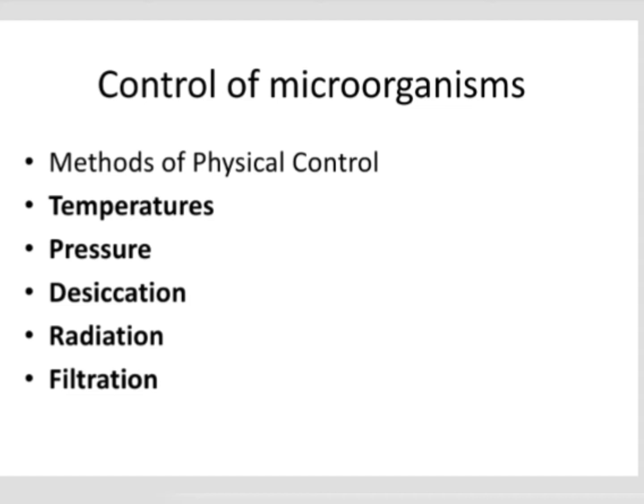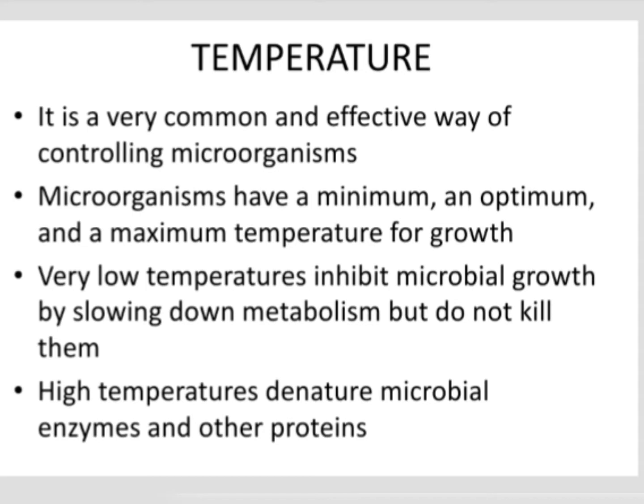Various physical agents that are used to control microorganisms include temperature, pressure, desiccation, radiation, filtration, etc. First one is temperature. It is a very common and effective way of controlling microorganisms. Microorganisms have a minimum, optimum and maximum temperature for their growth. Very low temperature inhibits microbial growth by slowing metabolism but does not kill them. High temperature denatures microbial enzymes and proteins. So optimum temperature is ideal for the growth of microorganisms. Both high temperature and low temperature inhibit the growth of microorganisms.